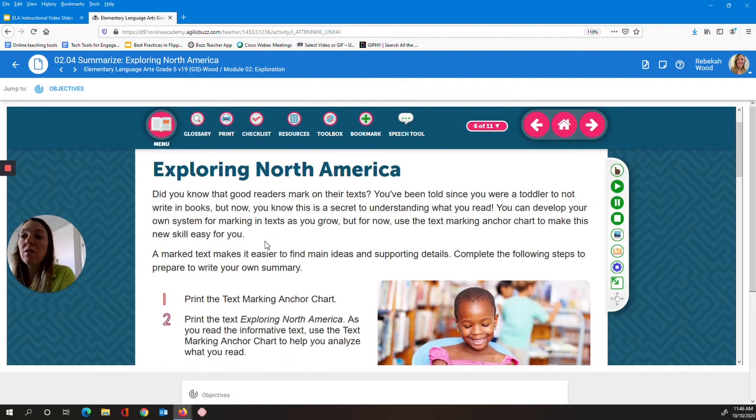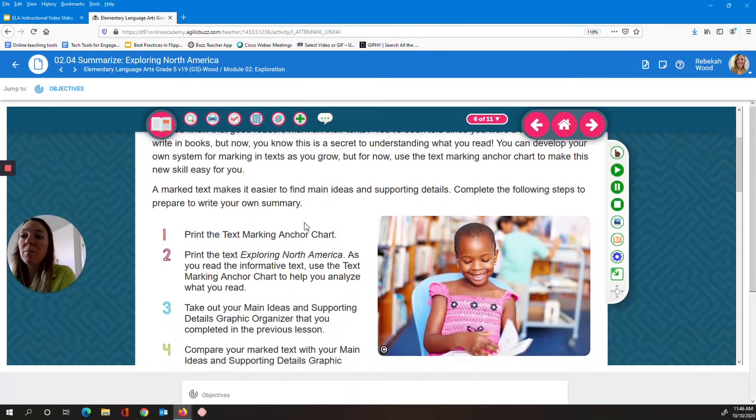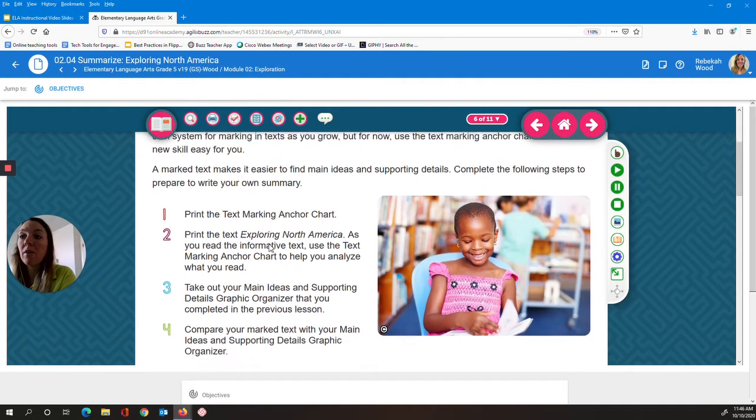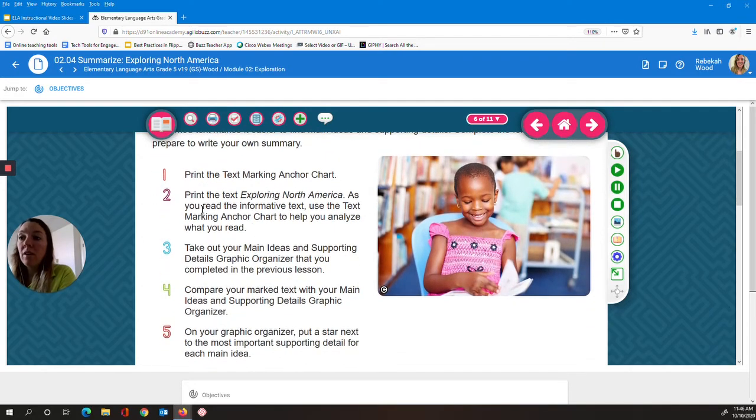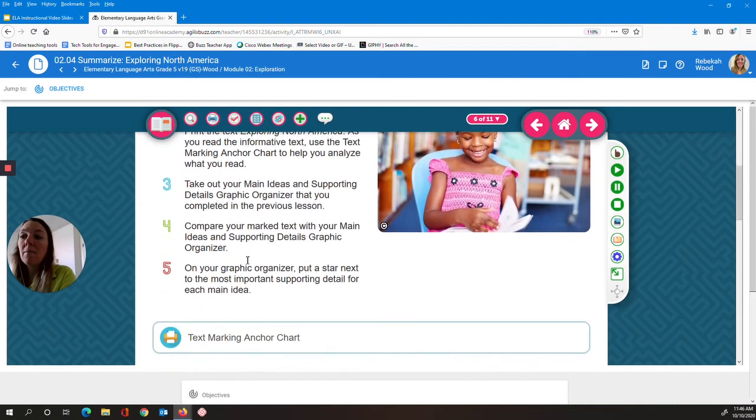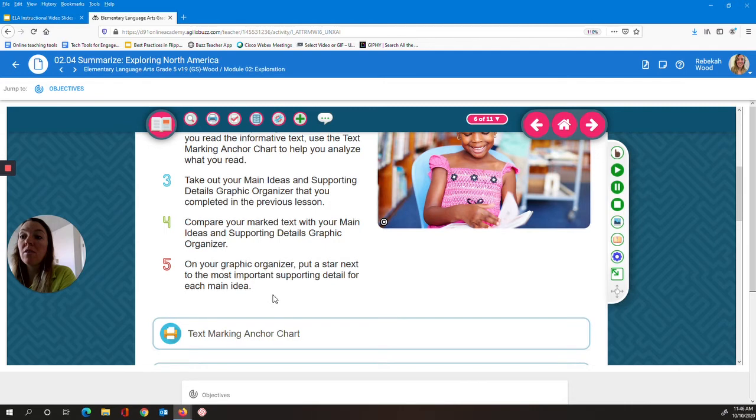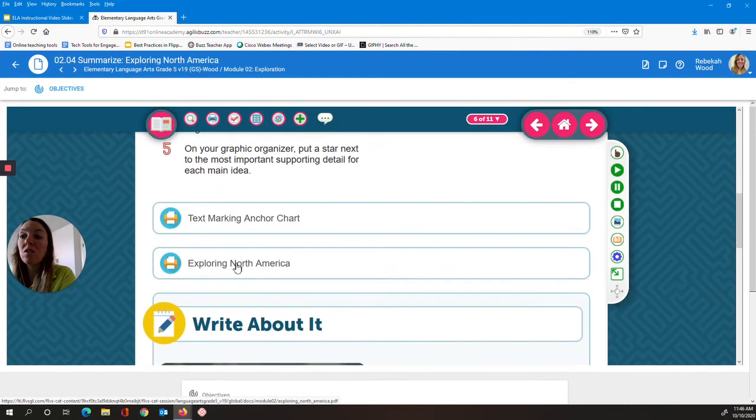So exploring North America. You're welcome to print the text off and mark it while you do it. You can also mark it here on the computer. So we're gonna read through Exploring North America, take out the main ideas and supporting details, and then we're gonna fill out the graphic organizer for it. So there's the text right there. I also have the text linked for you guys in the assignment.